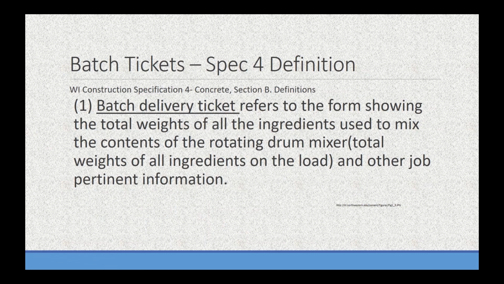So on Spec 4, the definition of batch tickets is listed right on the first page. The batch ticket refers to the form showing the total weights of all ingredients used to mix the contents of the rotating drum mixer. So total weights of all ingredients and other job pertinent information. So when you get a batch ticket, when you check it, when you keep it, it should have all the weights of all the ingredients used.